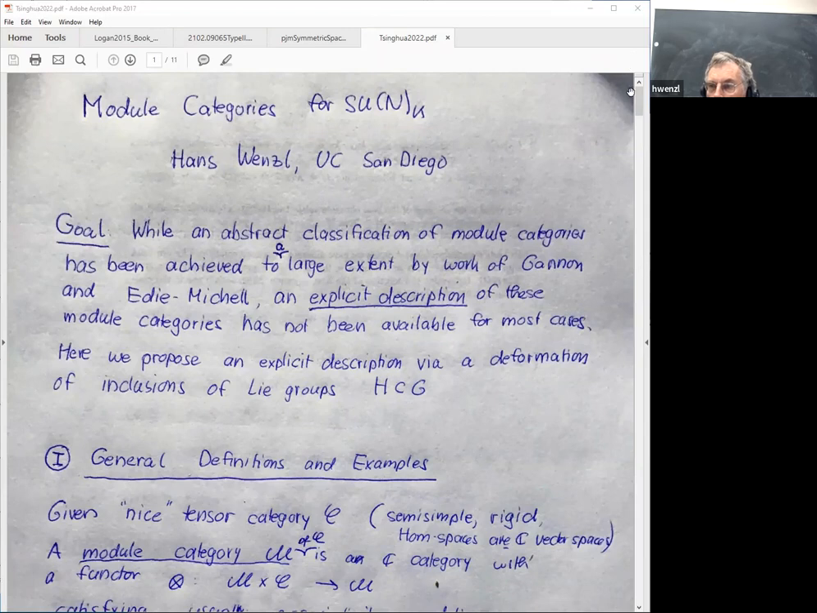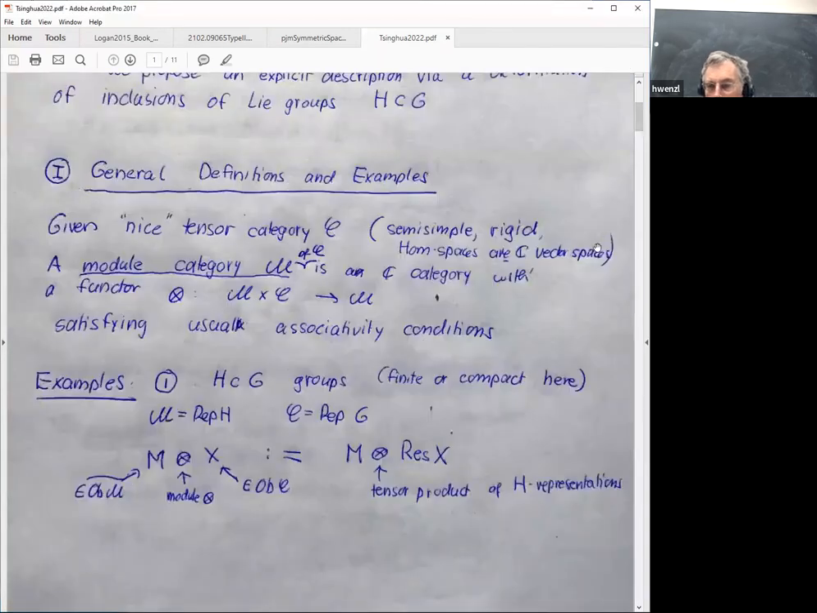So let's get started with some general stuff. Probably most of you know this, but let me just fix notation. We assume we have a nice tensor category. It should be semisimple, rigid, and our hom spaces are C vector spaces. Then a module category M of C is a C-linear category with a functor, called tensor, from M cross C to M, which satisfies the usual associativity conditions, which I am not going to write down, but which will not be that important here.